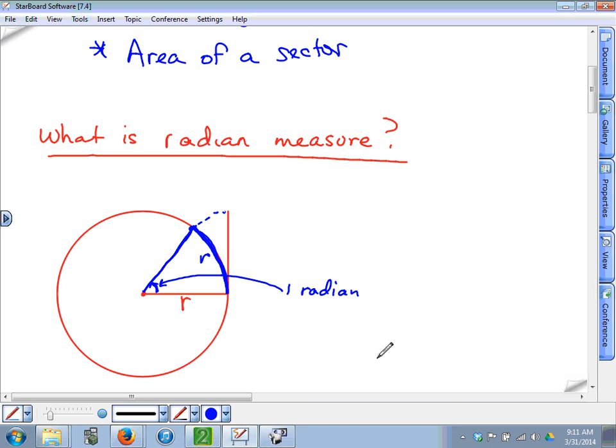Okay? Hold on a second. Isn't this the measure around the outer edge of a circle? What's the length of this blue measurement right here? That's equal to the radius. So a radian measure is the length around the outer edge of the circle that's equal to the radius of that same circle. Now, let me show you maybe a better illustration of this.